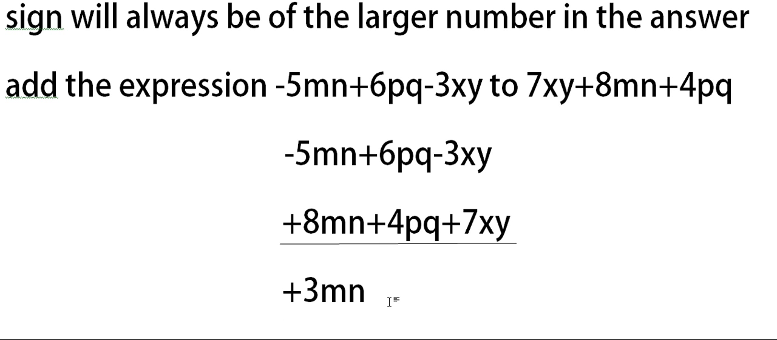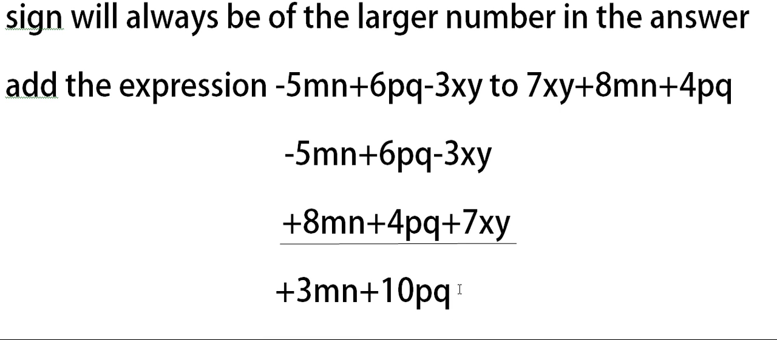Go to the second one, that is +6 and +4. PQ you don't need to worry about because both carry PQ. Just focus on the constant. +6 +4. Plus and plus is always plus. So you will add these two. 6 + 4 is equal to 10. So you will write 10 PQ. And what sign will be there? Plus is always plus, and since both are positive, the larger number is 6, so you will put a plus sign.